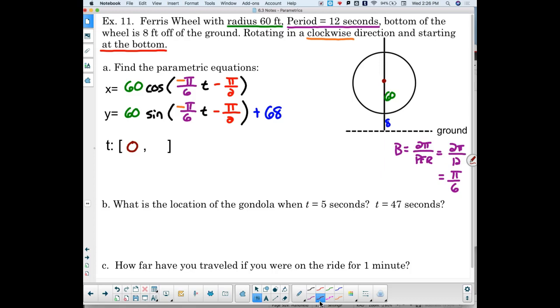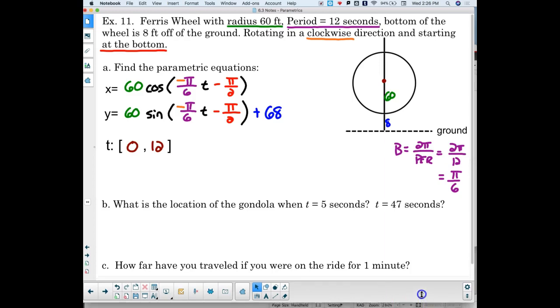When am I going to end my t's? 12 seconds, because that gets me a complete loop. What if I went 14 seconds? Is that okay? So I could go any number there. That second number could be any number bigger than 12, right? What if I go smaller than 12? It's not going to be a full rotation, so I'm not going to make a complete loop.